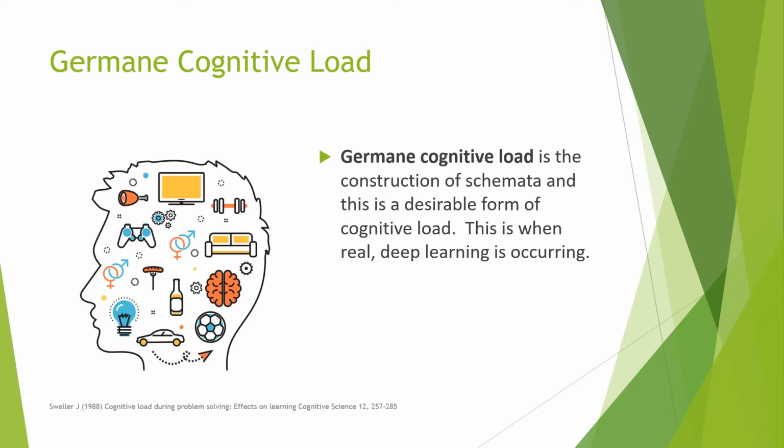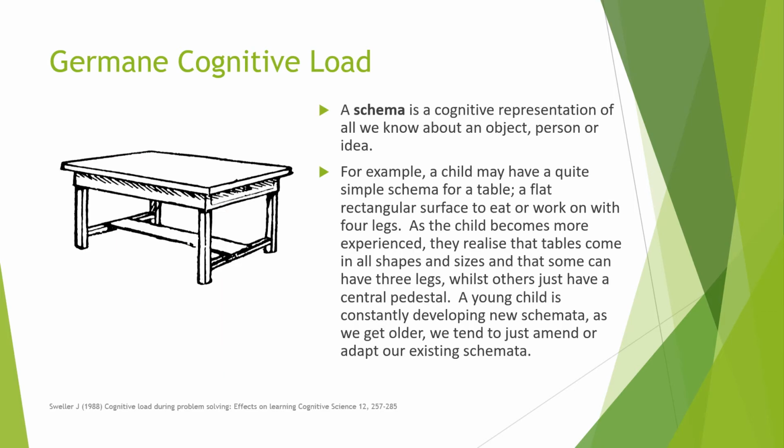The final type of cognitive load is the positive type. It's the one that we want. Germane cognitive load, and this is where the construction of schemata occurs and real deep learning is occurring. Now, just to recap, I'm sure you remember, but a schema is a cognitive representation of all we know about an object, person or idea.